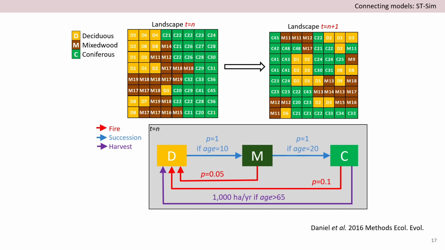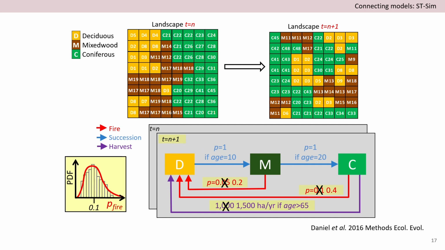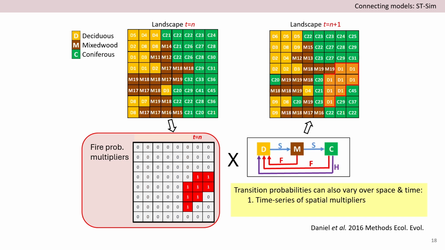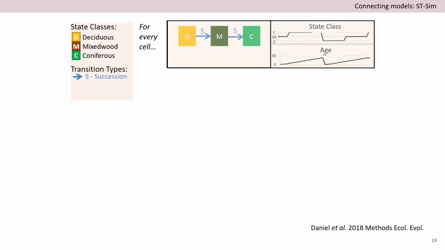And they can be stratified spatially or specific to specific state classes. Transition probabilities can also vary with time, and they can be sampled from probability distributions. You can also include things like external models providing you with a mask of where you want transitions to occur. Or you can provide some kind of probability distribution around the size of the transition events. So there's a built-in feature for that.